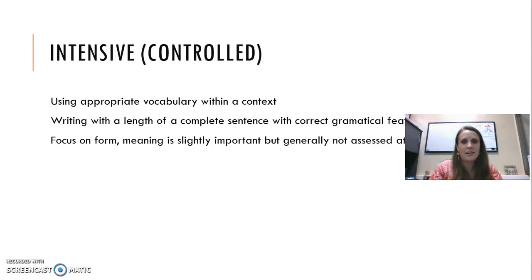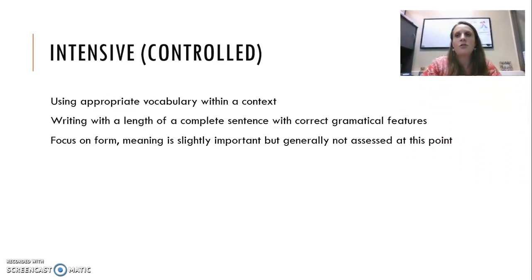The second kind, I think this is what we mostly do, intensive, which is controlled writing practice. And here we're using appropriate vocabulary within a context, writing with a length of a complete sentence, no more than that, with grammatically correct features. So we tell them, right, write a sentence using the past simple. There's a focus on form here. Meaning is slightly important, but generally not assessed at this point because they're not really communicating a message. They're following the rules that you've given them.